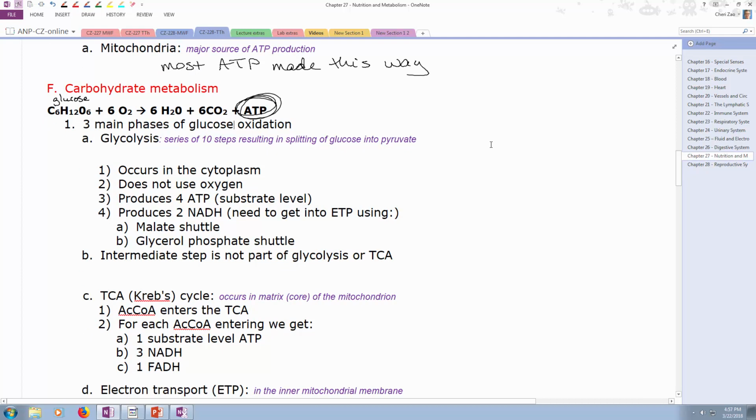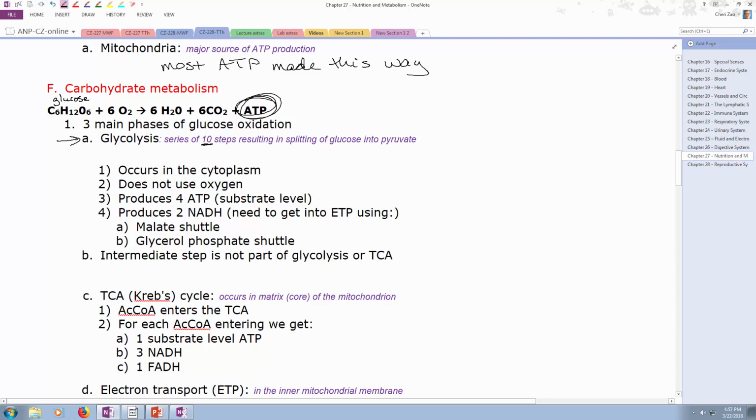We will talk more about glycolysis. This is a series of 10 steps resulting in the splitting of glucose into pyruvate, and I'm not going to make you learn all 10 steps. But I want you to know I'm saving you from 10 steps. So the few steps that I want you to know, I want you to know.